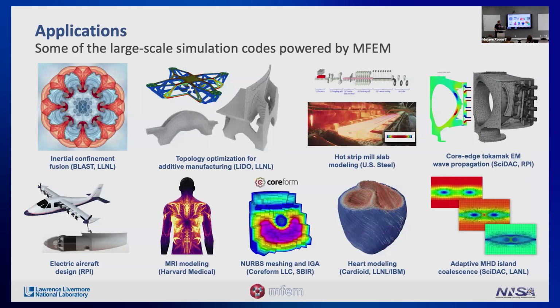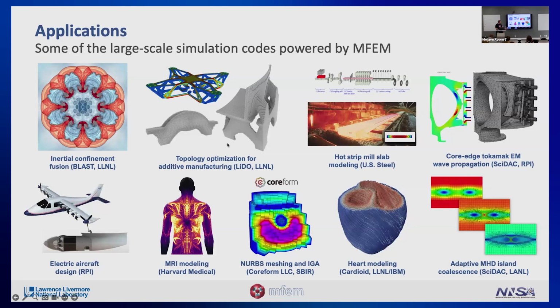Now, beyond these mini apps, there are many large-scale, high-performance computing applications that have been built on top of MFEM. Some of them are open source, some of them are not. One of our internal applications is the BLAST code, and this is an example of a simulation of ICF, inertial confinement fusion. The National Ignition Facility is one of the biggest lasers in the world, with 192 lasers, and it recently achieved ignition.